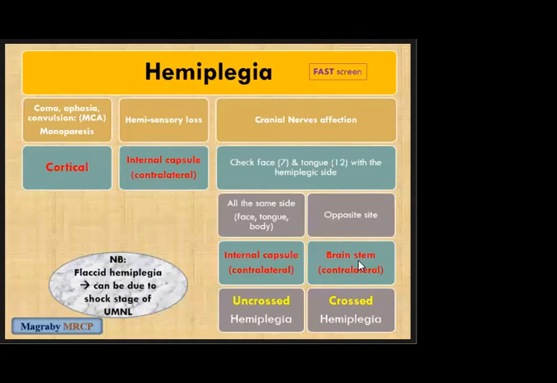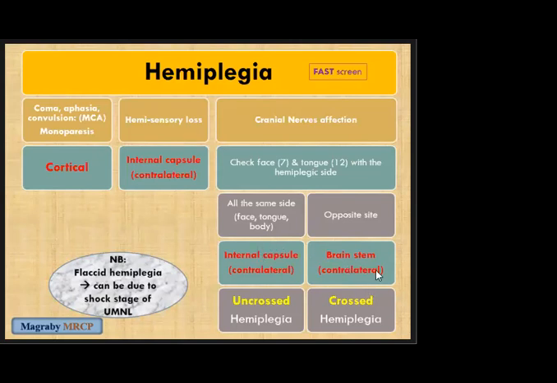So in this lesion, there is affection of the body on one side and the contralateral affection of the cranial nerves. That's what is called crossed hemiplegia. So crossed hemiplegia means the lesion is manifested by cranial nerve affection on one side of the body and body affection on the other side. Okay, it's called crossed hemiplegia.